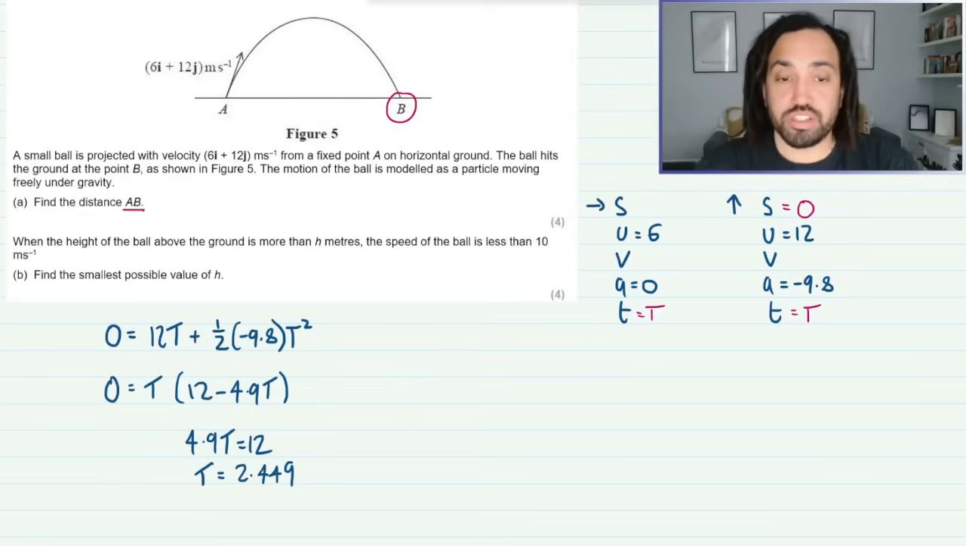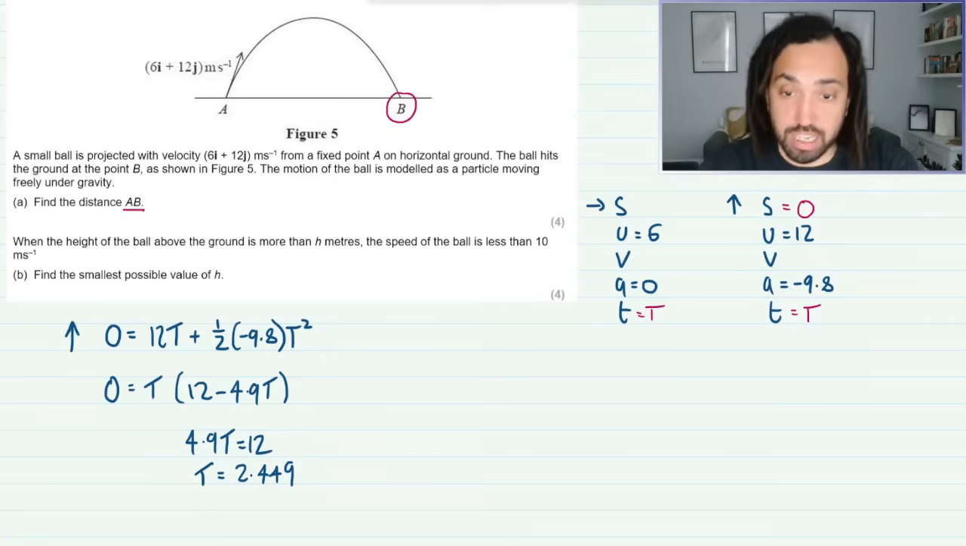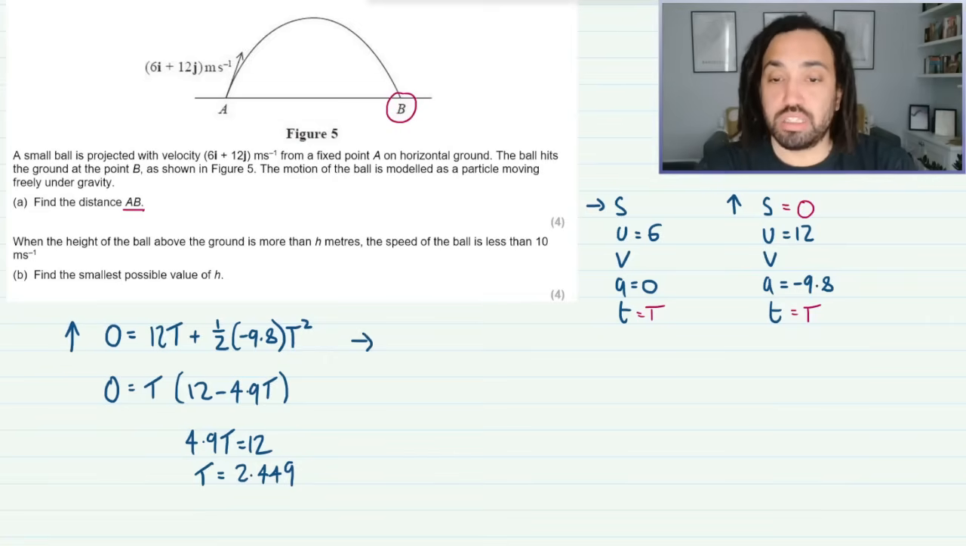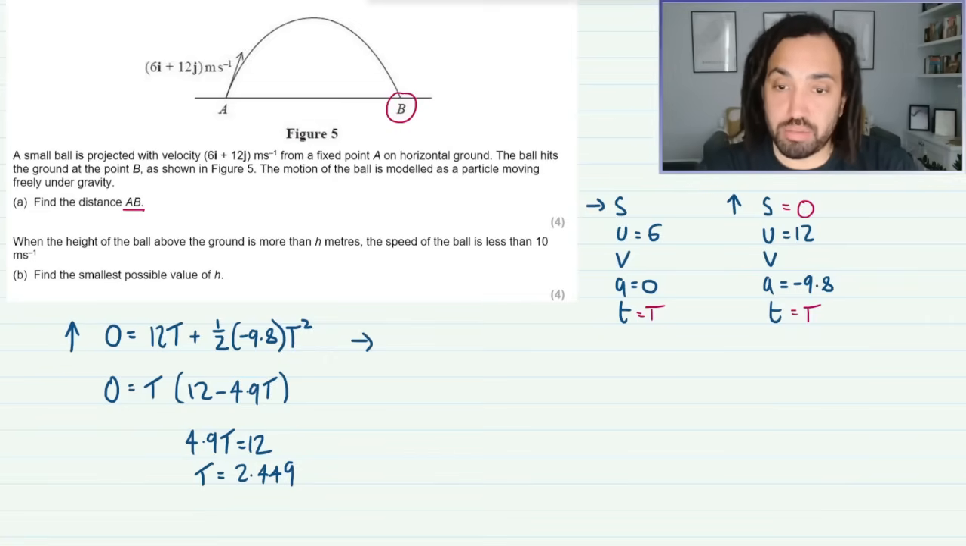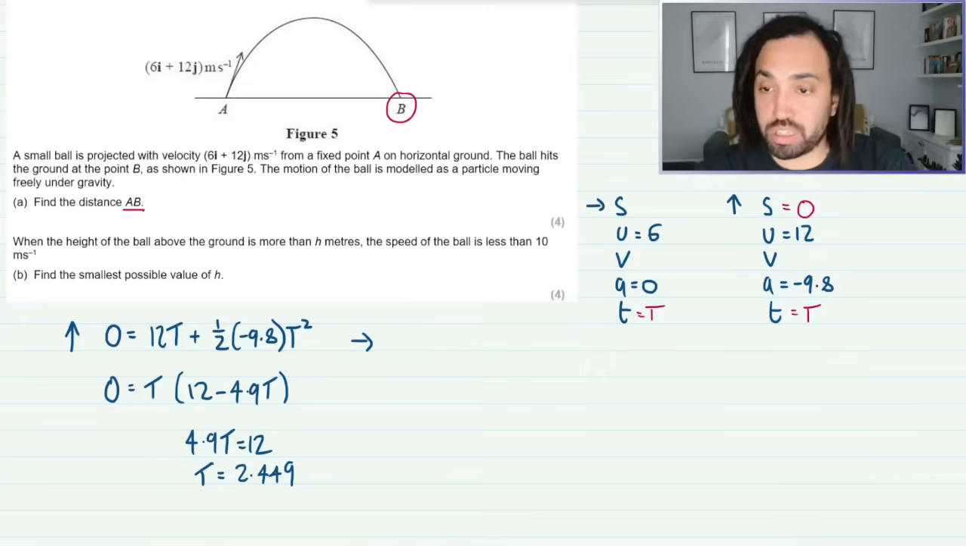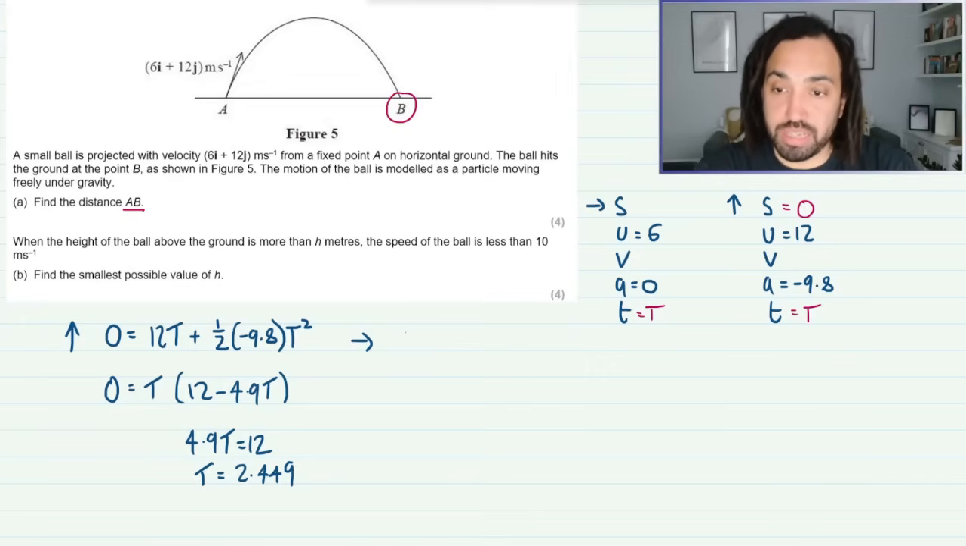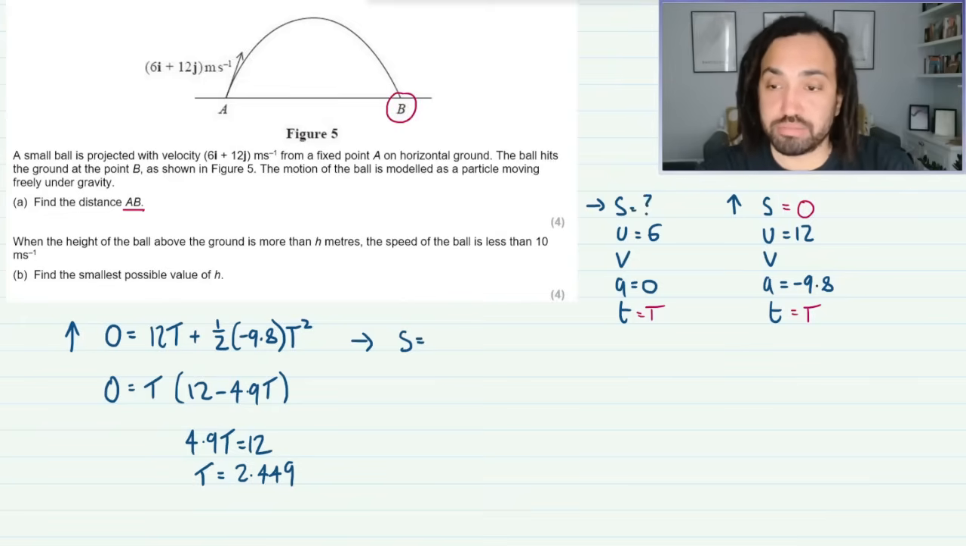Okay, so now that was from the vertical. Now we can look at the horizontal, and we could do the same SUVAT equation, s equals ut plus a half at squared. So that gives me s, which is actually what I'm looking for. It's the horizontal distance at the point B.